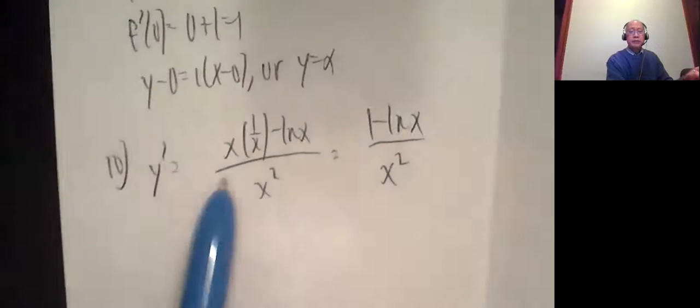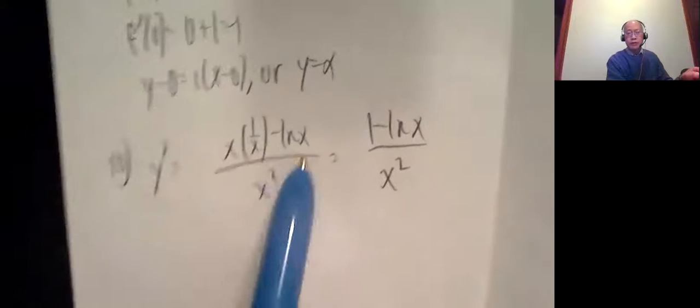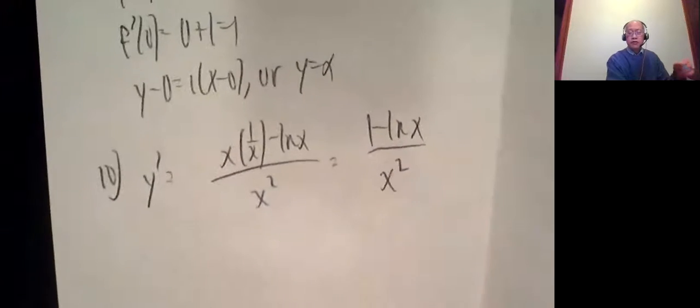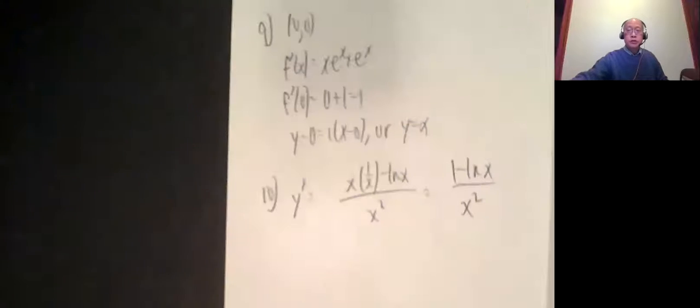And finally, number 10, quotient rule. Bottom x times the derivative of the top, 1 over x, minus ln x times the derivative of the bottom, which is 1, so I don't have to write it, over x squared. Final answer, 1 minus ln x over x squared. So these are solutions to exam 4 from Melham's Math 75.